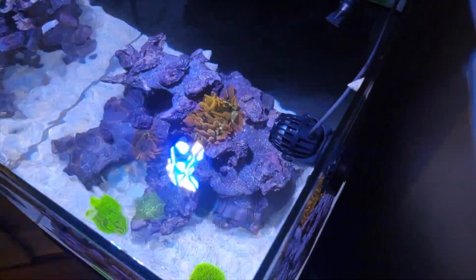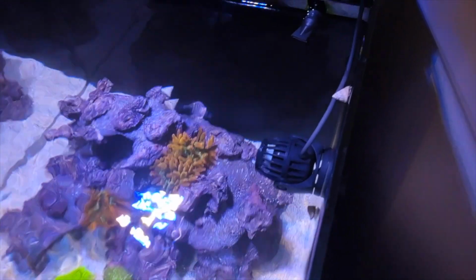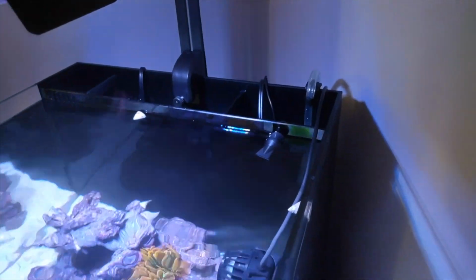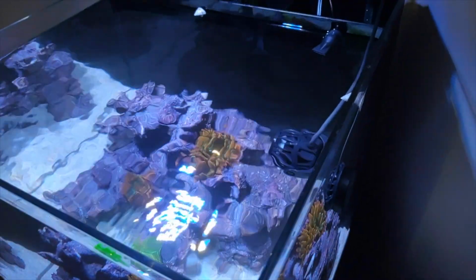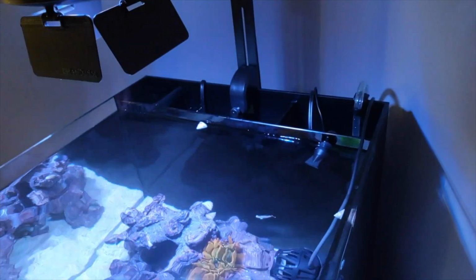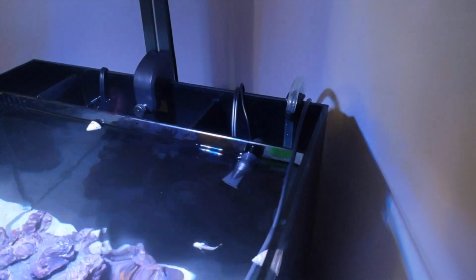So today we're going to be looking at episode 7 of the Nano Reef tank build. Today we are going to be focusing on the auto top off. So the auto top off that I'm going to be using for the water box 20 gallon cube is the Duetto ATO. I have this same exact auto top off on my 75 gallon reef tank.